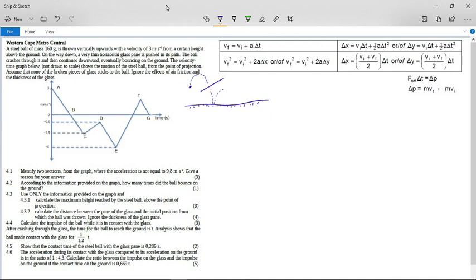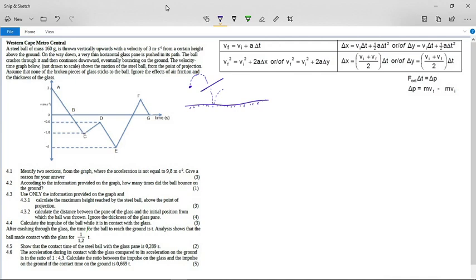So it says the first part of the question is identify the two sections from the graph where the acceleration is not equal to 9.8 meters per second squared. Give a reason for your answer. Okay, first of all, you need to know that from the moment the ball leaves your hand, it is a projectile. The only force acting on it is the force due to gravitational pull, okay? So it has got a constant acceleration.